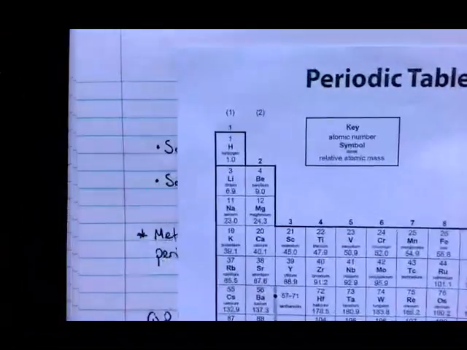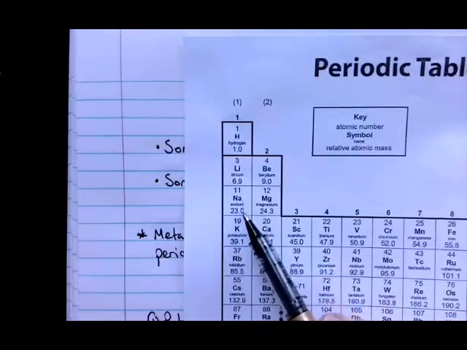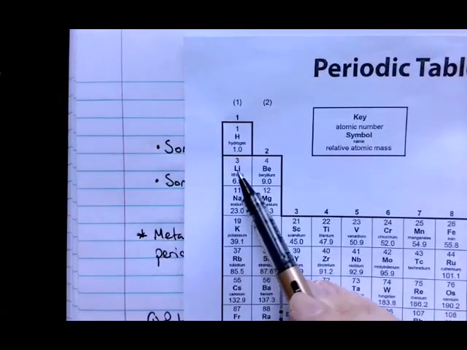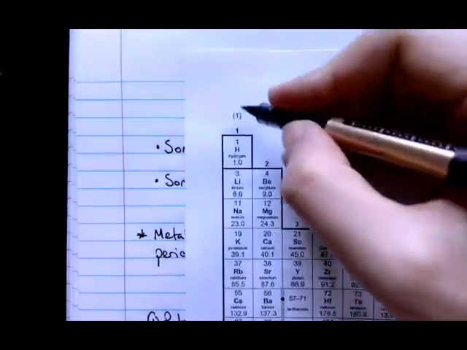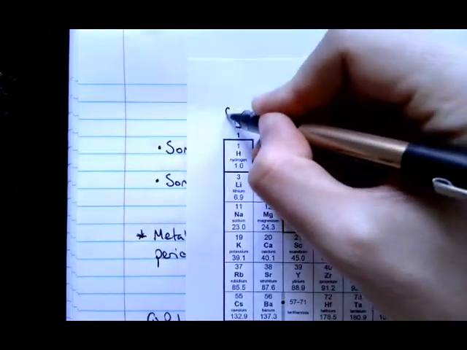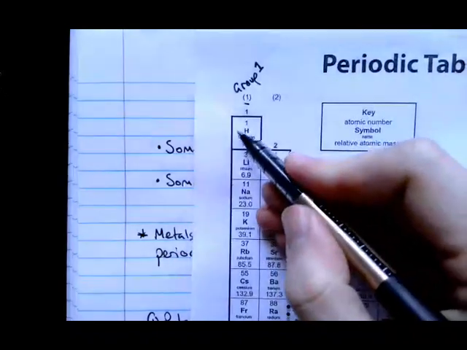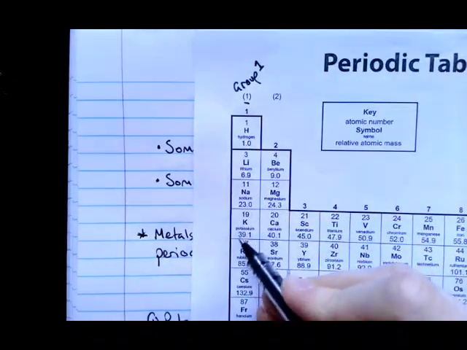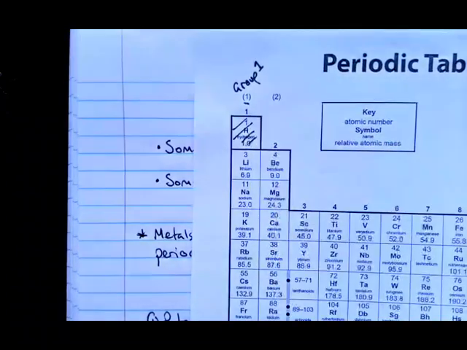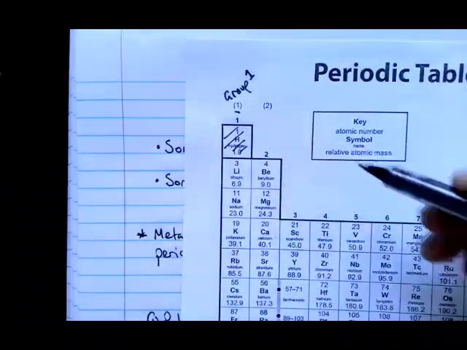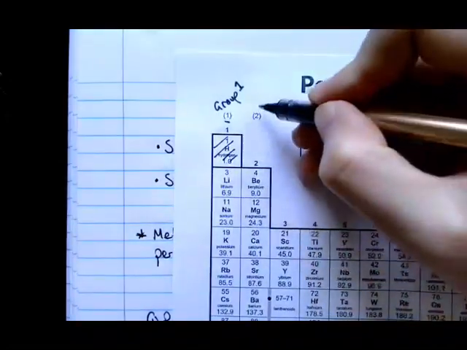Now, if we go over to the very left-hand side of the periodic table, we've got metals like lithium, sodium, potassium. Now, these are reactive metals. We call this one group 1. All of these here are in group 1. Hydrogen's a special case, so don't worry about hydrogen for the moment, it's not a metal, but it goes there for a special reason. But lithium, sodium, potassium, those are metals. And this is group 2.